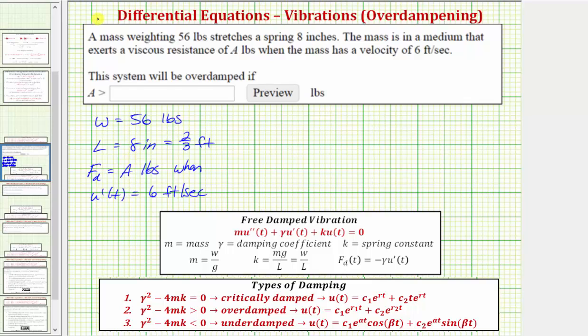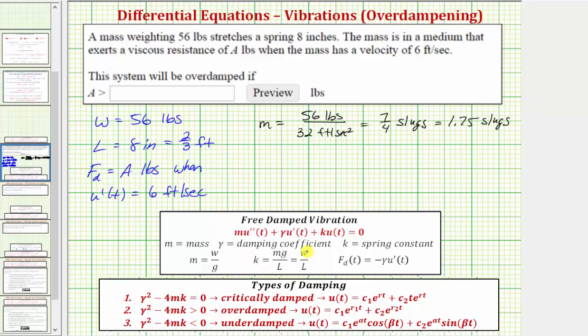So the mass is equal to the weight divided by the acceleration due to gravity, or W divided by G, which would be 56 pounds divided by 32 feet per second squared, which simplifies to 7/4. This would be slugs. So we want 1.75 slugs.